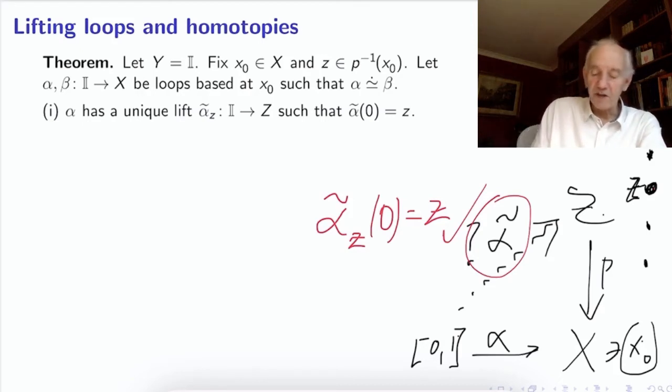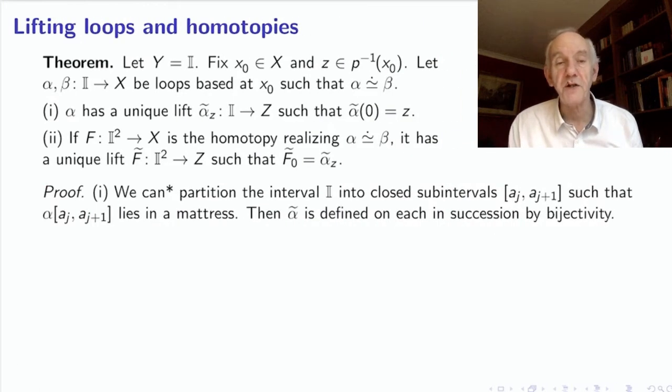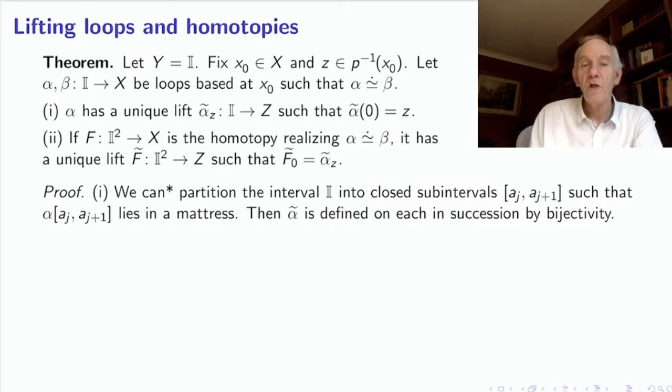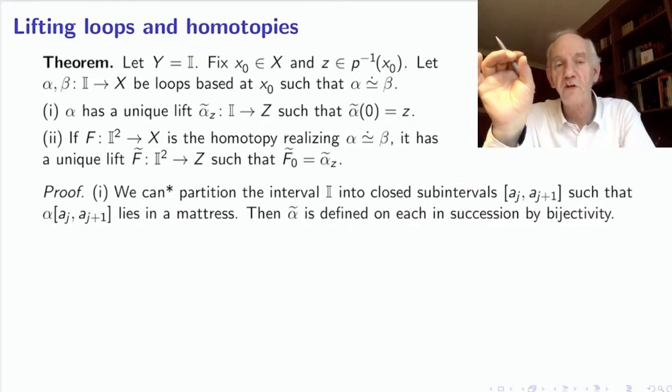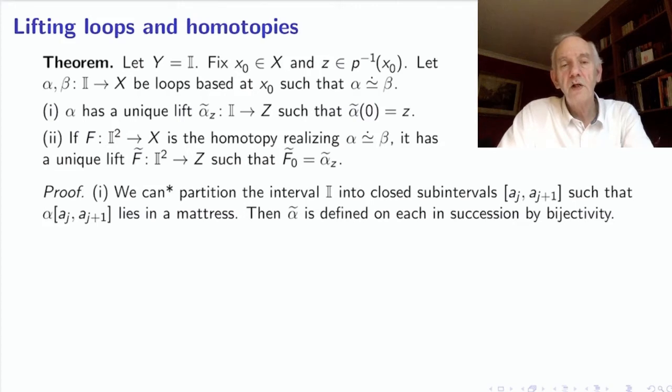Now, before I explain why this is true, let me give you the second part of the theorem, which is an analogous statement for homotopies. So this is why I need the second loop. If I have two loops which are homotopic, there's a homotopy of loops, which means that we fix the endpoints, that the homotopy has to preserve the base point x0. So we get a family of loops all based at x0, deforming alpha into beta. If you have such a homotopy capital F, then there's a unique lift of capital F.